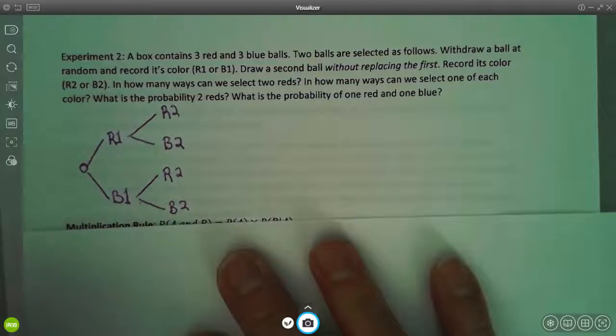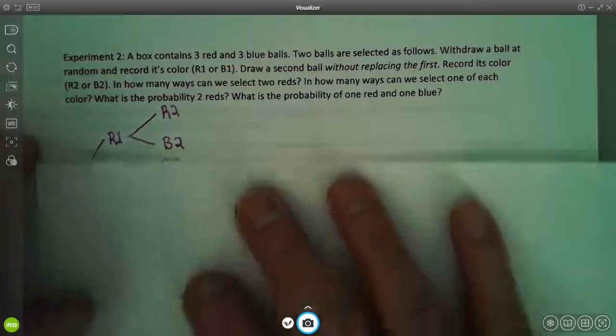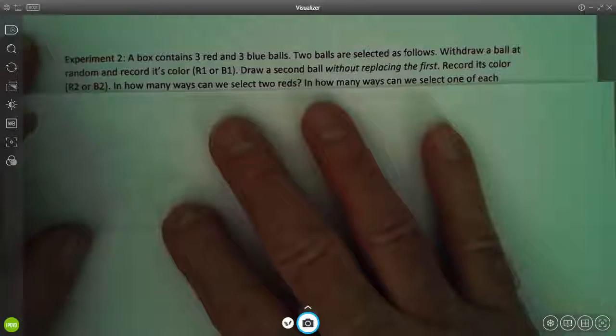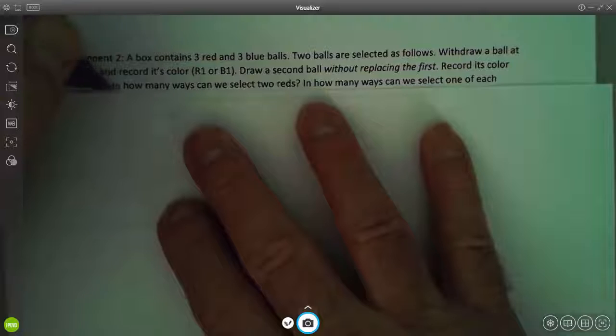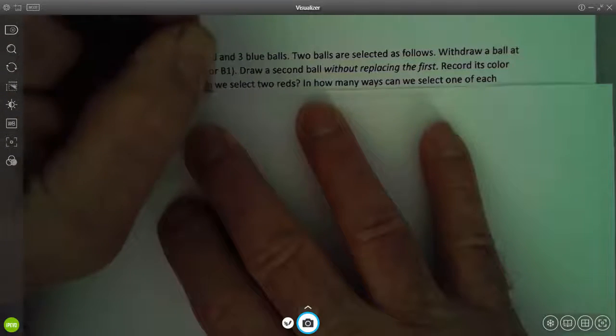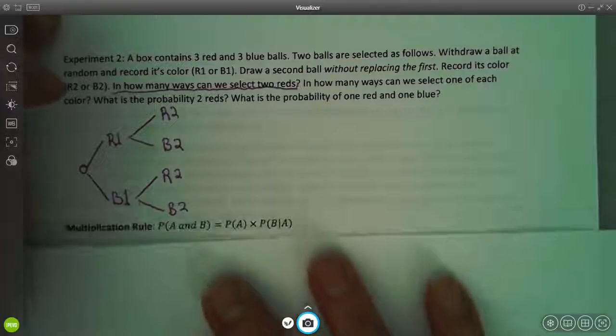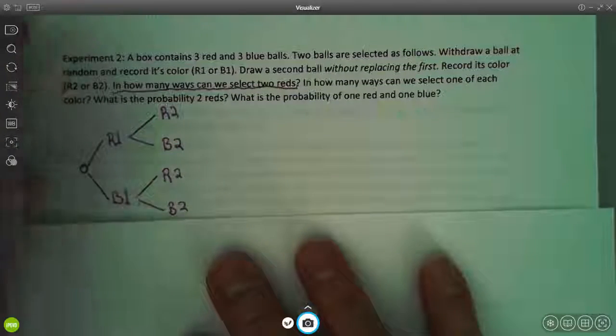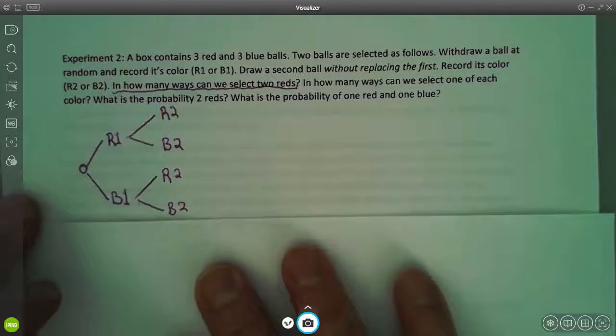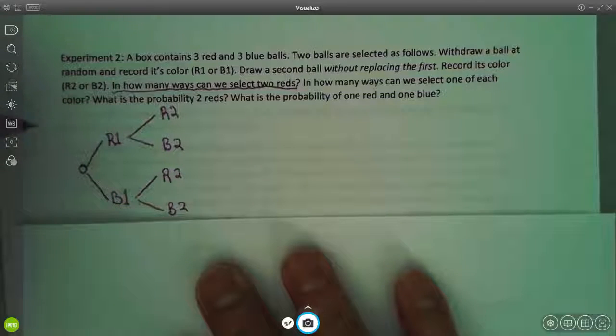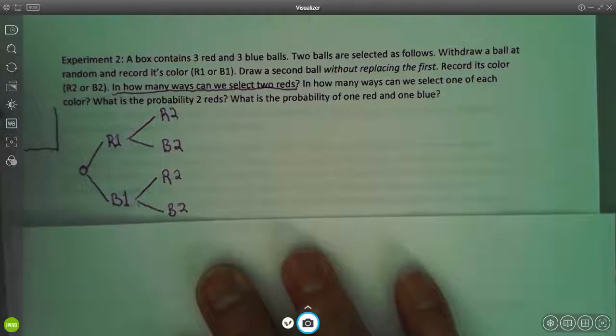Now, the question that we are asked is this: in how many ways can we select 2 reds? So we're not doing probabilities here directly, we're looking at counts. So let's think about this. Sometimes it kind of helps to draw a little bit of a picture.